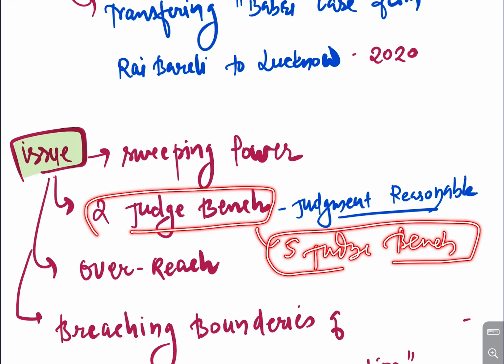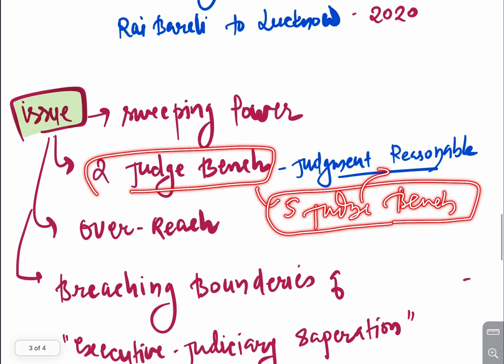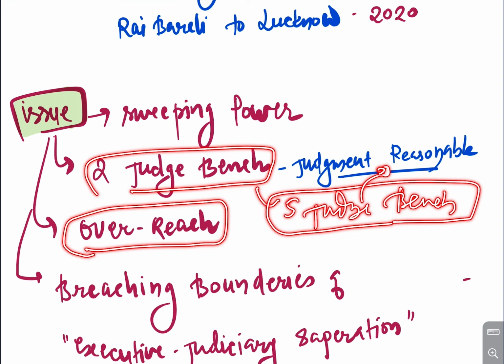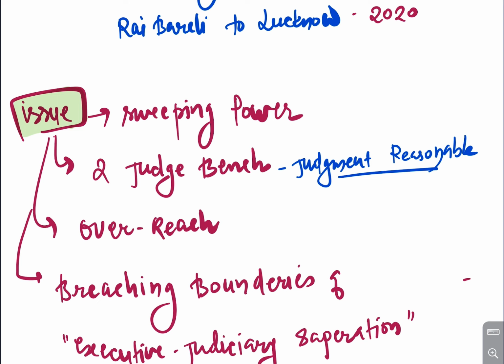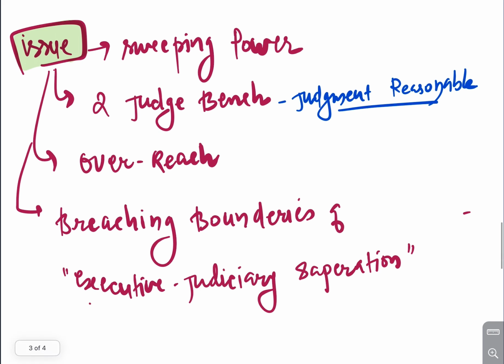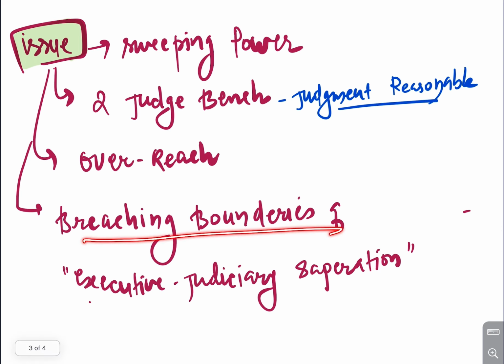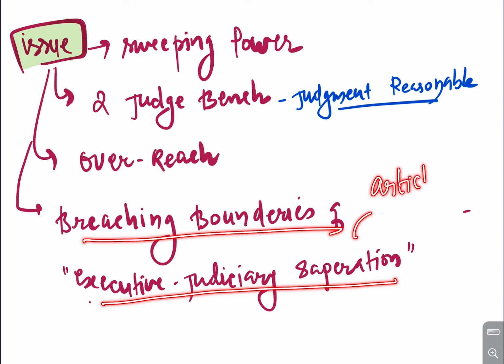Remember this. You can use this in mains, right? So this is again judicial overreach. As I said, the Supreme Court is crossing its boundary between the judiciary and the executive, breaching the separation of executive and judiciary under Article 50, right? So this was the case.